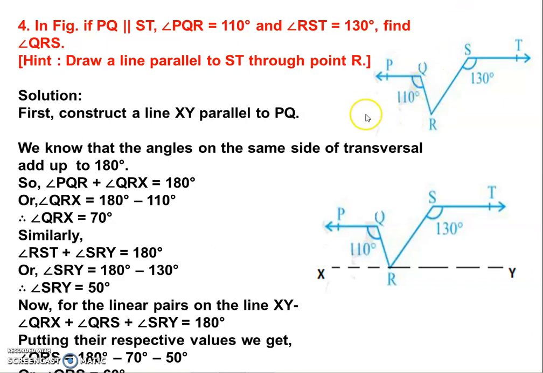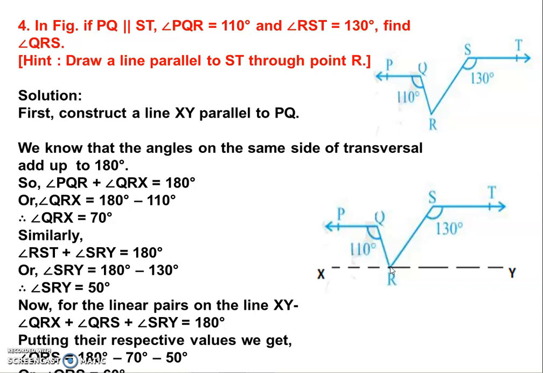Now one construction will have to be done here. That is, you have to draw a line parallel to ST through the point R. So at this point R, I have constructed a line which goes parallel to this line ST. If it is parallel to ST, it will be parallel to PQ also. So therefore these two lines are parallel. Also these two lines are parallel, and QR and SR can be taken as transversals. So then you can apply here parallel lines and transversal properties.